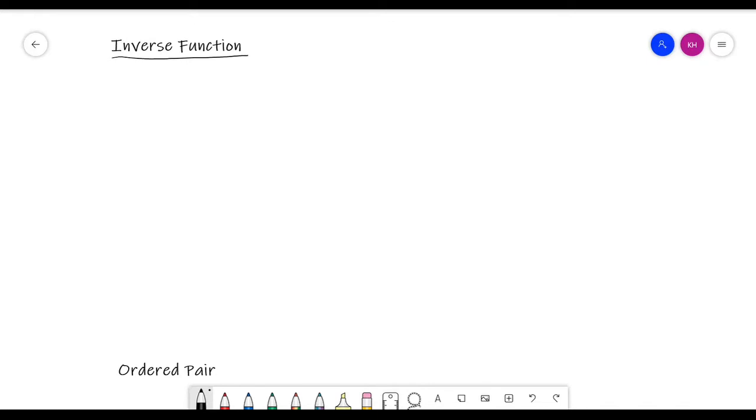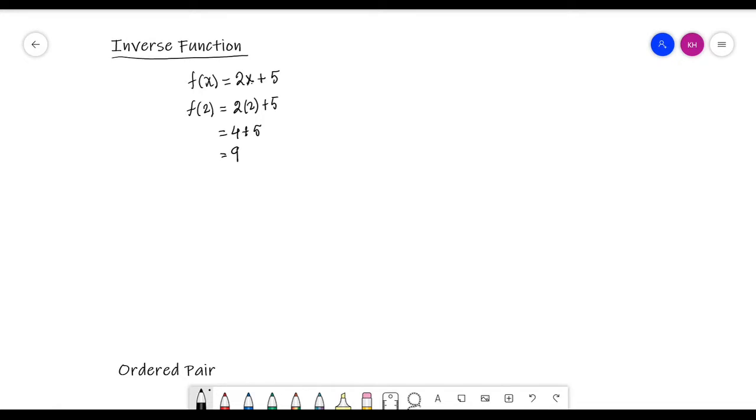So to start off, let's take a function f of x equals, let's take a simple one, 2x plus 5. Now, this is a linear function, and we are using function notation here. So we know that if we put in an input, let's say 2, we should get 2 times 2 plus 5, which is 4 plus 5 equals 9.